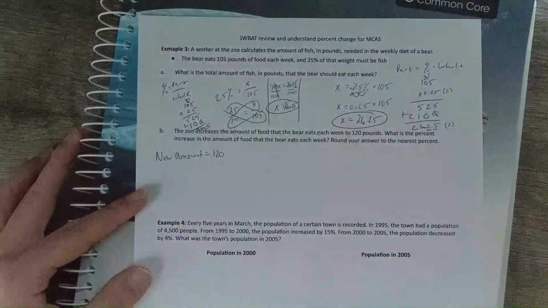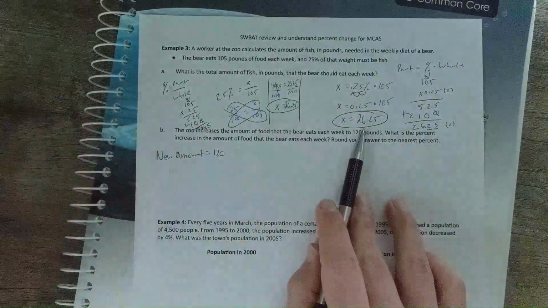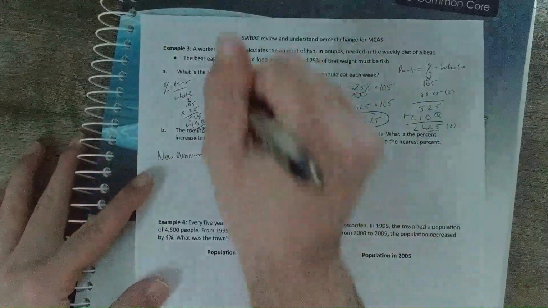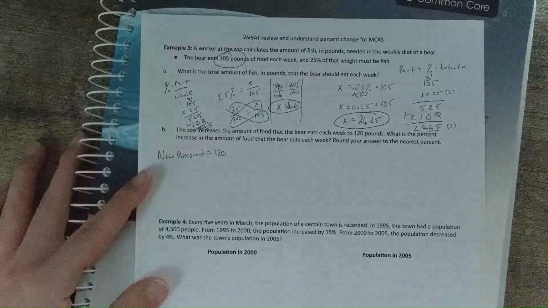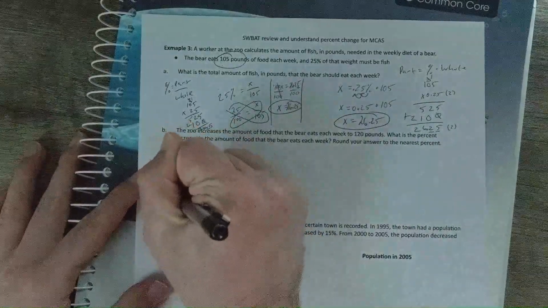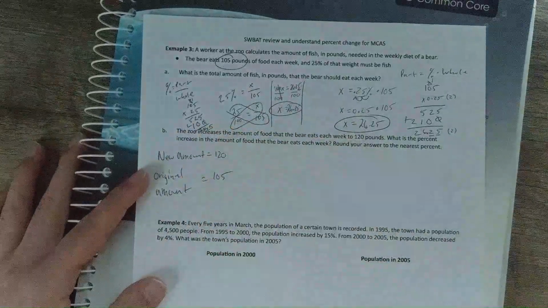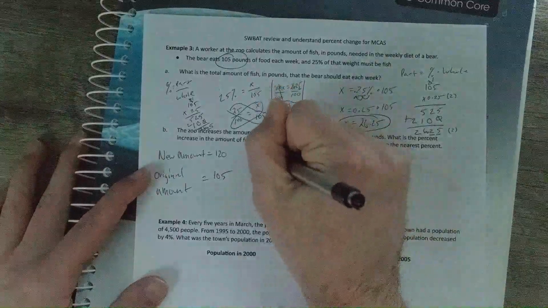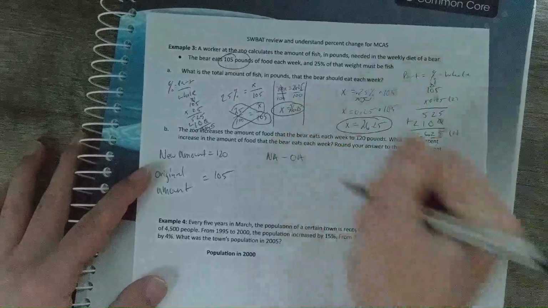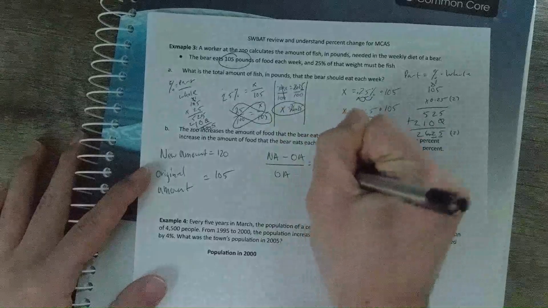Now, this is what messes up a lot of students: they go back up here and think their original amount was the 26 and 25 hundredths. Our actual original amount was the original amount that the bear ate, which was 105. So our original amount is the amount we started with. So that's 105. And we got this from our first page: our new amount, NA, minus our original amount, OA, divided by our original amount is how we get our percent change.